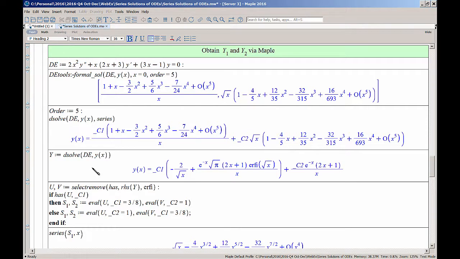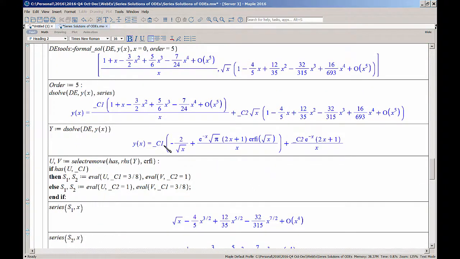Again, Maple can solve this particular differential equation. So here is the closed form solution to this differential equation, and we want to get series expansions and compare to what we had done by hand. But the position of these two constants, underscore C1 and underscore C2, is not unique. They can be flip-flopped depending on when and how you do this calculation.